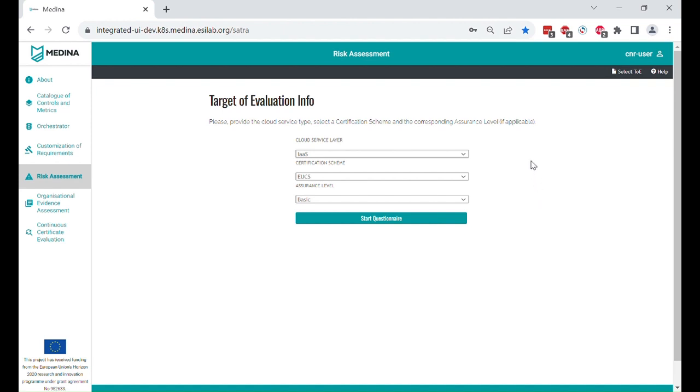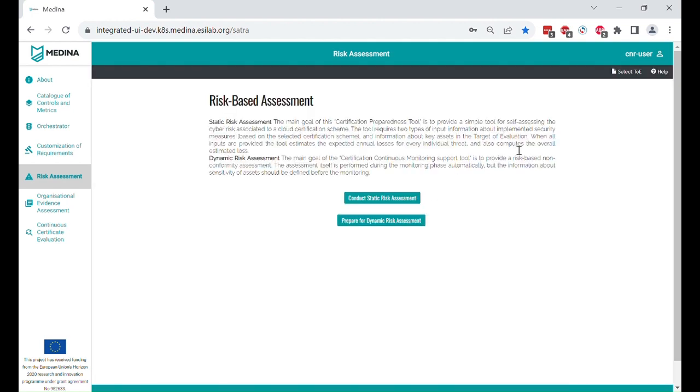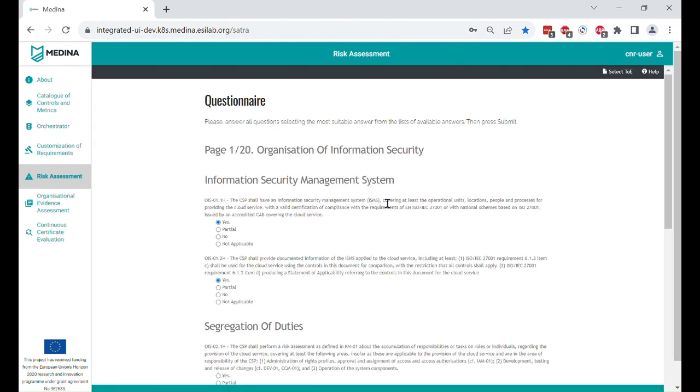First, it is required to add the information about the kind of the cloud service. So what kind of service we have, for example, a SaaS service. Select the certification schema, which is only EUCS at this moment, and the assurance level, for example, high. Then it is important to say whether we are preparing for the dynamic risk assessment or would like to conduct the static risk assessment. In this video, we focus only on the static risk assessment, so we select this option.